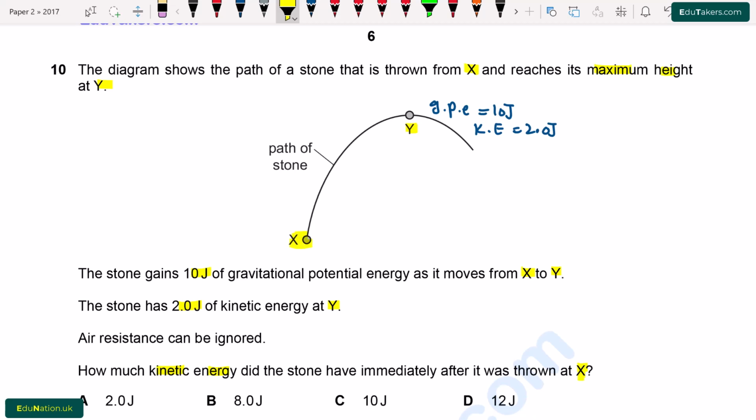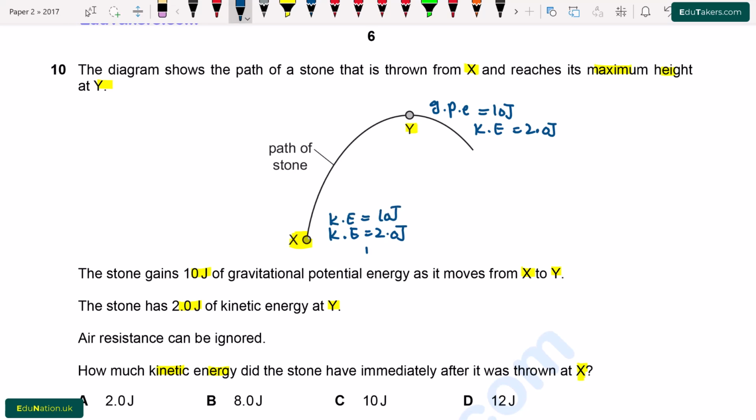First of all, when the stone is thrown at the point X, all of the energy is kinetic energy. Here kinetic energy is given, which is equal to 2.0 joule. When the stone is thrown from the point X, then the kinetic energy is lost and it converts into gravitational potential energy. It means that at the point X, all of the kinetic energy will be equal to the potential energy that is at the point Y. So I write here kinetic energy will also be equal to 10 joule.